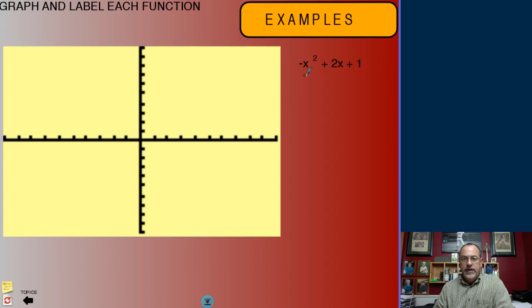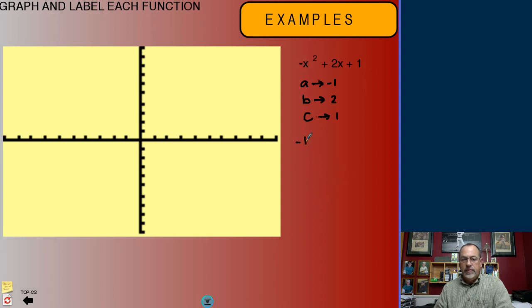Okay, our next example, again, it's in standard form already. So my A value is a negative 1, my B value is a 2, and my C value is a 1. I notice it's a negative sign, so it's going to open down. I'll keep that in mind.